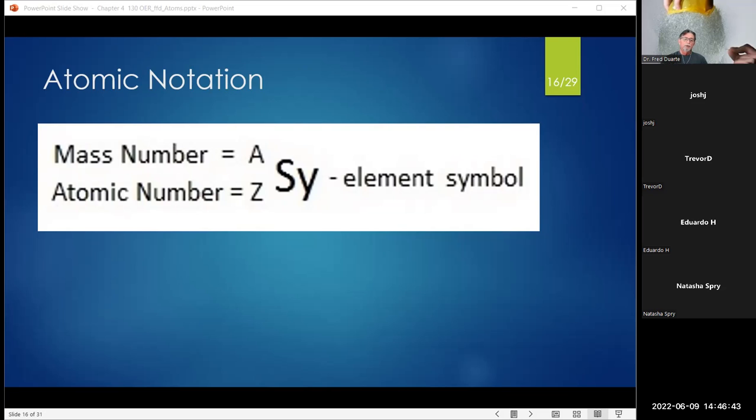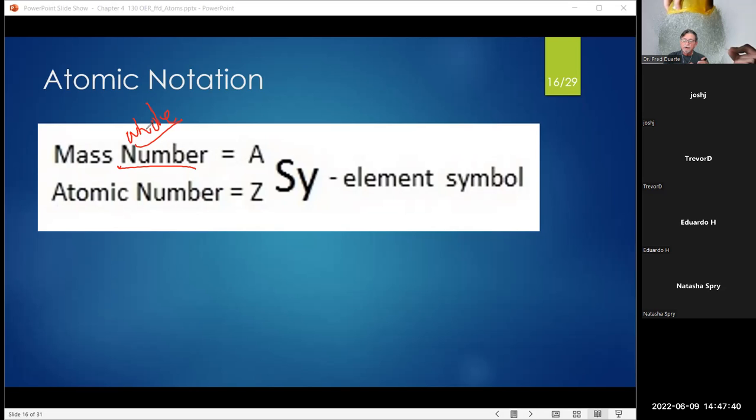With respect to the atoms themselves, we have what's called atomic notation, where SY represents the symbol of the element. Superscript left is the mass number, and subscript left, Z, is the atomic number. The mass number is always a whole number, not to be confused with the atomic weight, which is a decimal number, the number below the symbol on the periodic table.